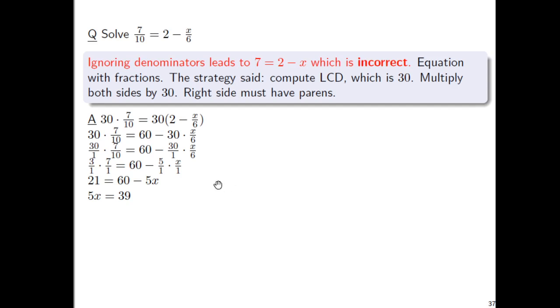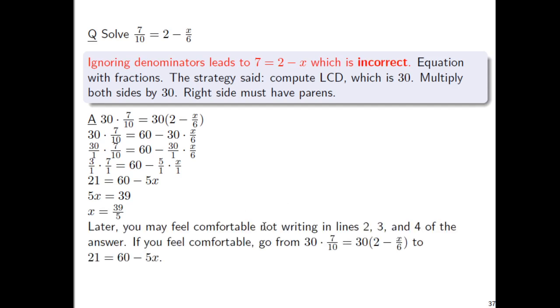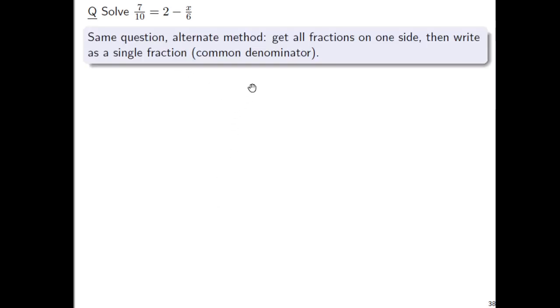Here, I chose to add 5x to both sides and subtract 21 on both sides. That led to 5x equals 39. Divide both sides by 5. You might eventually be comfortable not writing this second line, third line, and fourth line. So you might directly jump from this first line of the answer directly to 21 equals 60 minus 5x. If you eventually feel comfortable skipping all these steps in the middle, that's okay. But I would encourage you to write them, or at least some of them, because there's a lot of confusion otherwise. So for me, I want to show you the detail because I don't want anybody to get lost by not showing the detail.